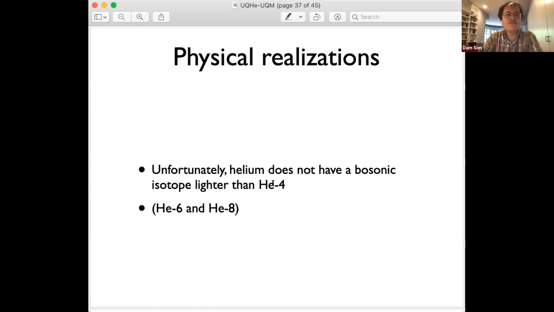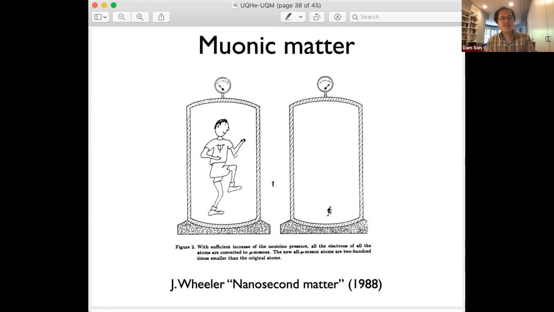We are looking for something that is more quantum than helium-4. There is a very interesting article by John Wheeler, written in 1988 for the Festschrift for Edward Teller, where he imagined a situation in which one replaces all the electrons in a substance with muons. Here is a person made out of nuclei and electrons, and once we replace all the electrons with muons, his size would shrink by a factor of 207, which is the mass ratio between muon and electron.